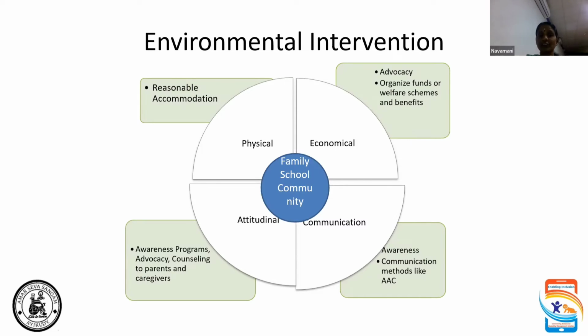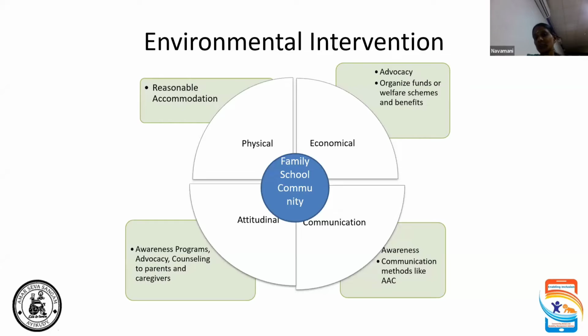The first, attitudinal barriers. At the individual level, at the family level, we do counseling to the parents. It may be at different levels by the rehab professionals or parent to parents. We also have a parents advocacy group. So through the parents advocacy group, we try to change the attitude. The other one is the awareness program. It is at the family, for the community, and at the school level. And the other one is advocacy, and we go directly into advocacy for that.